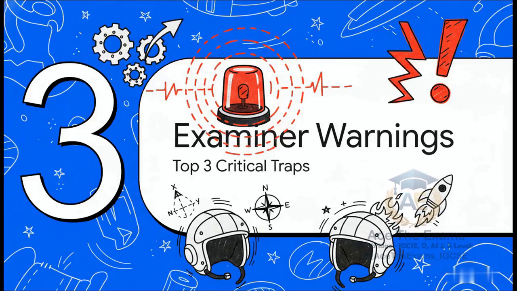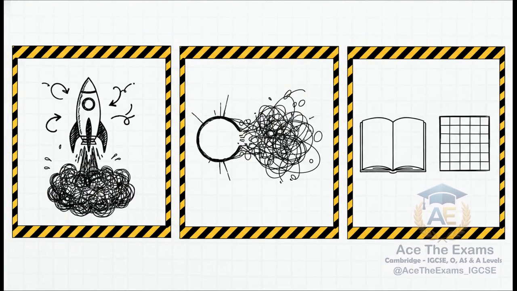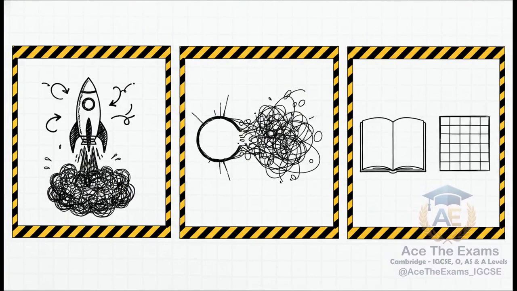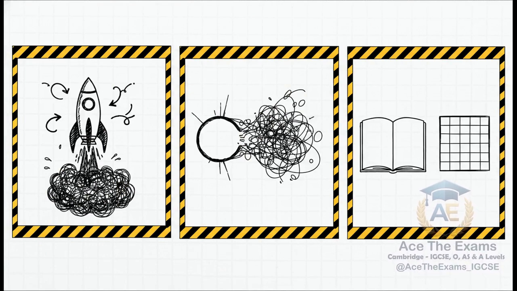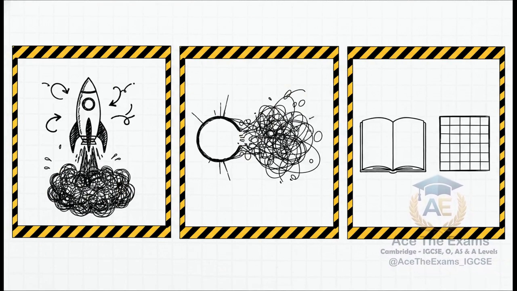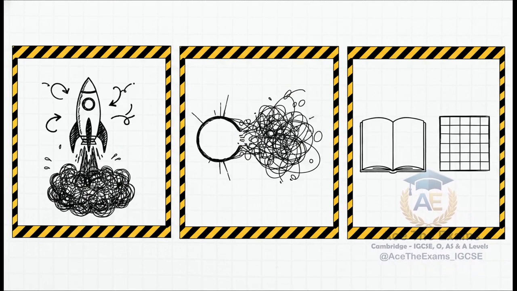Section 3, Top 3 Examiner Warnings. Pay close attention, these are critical alerts. Launch trajectory hold. Before we deploy our next sequence, we need to talk about system failures. Here are 3 major traps that past students consistently fall into, pulled straight from the principal examiner reports. Trap number 1, confusing cause and effect.